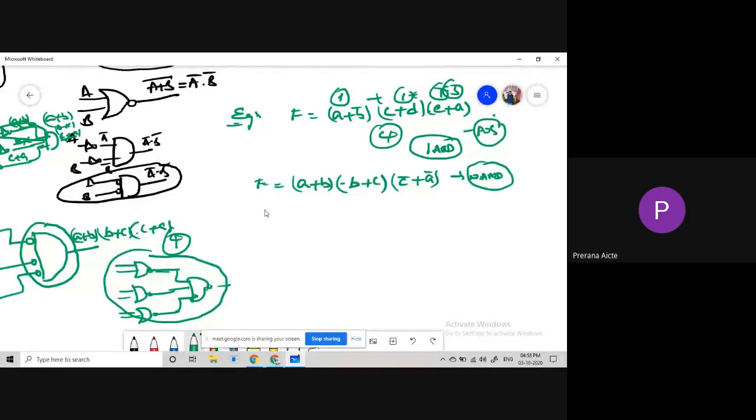For this expression, how many NAND gates are required? If F is equal to (A plus B) into (B plus C) into (C bar plus A bar), for this expression, how many NAND gates are required?